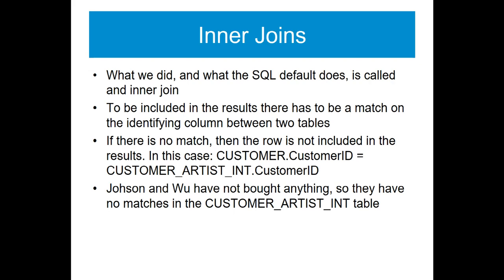In this case, where we have a customer ID equal to the intersection table customer ID, if that doesn't get a match, then we leave them out. Johnson and Wu have not bought anything, so they have no matches in the customer artist intersection table. Okay, and therefore they're going to get left out. They're not going to show up.